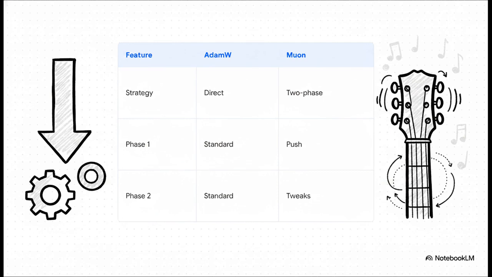Muon works a lot like tuning a guitar. It uses a two-phase mathematical shaping approach. Phase 1 makes these really fast, aggressive adjustments to push the model toward convergence. Then, Phase 2 switches to tiny, precise micro-tweaks for perfect pitch stabilization. It vastly outcompetes the standard method of just making direct adjustments across the board.